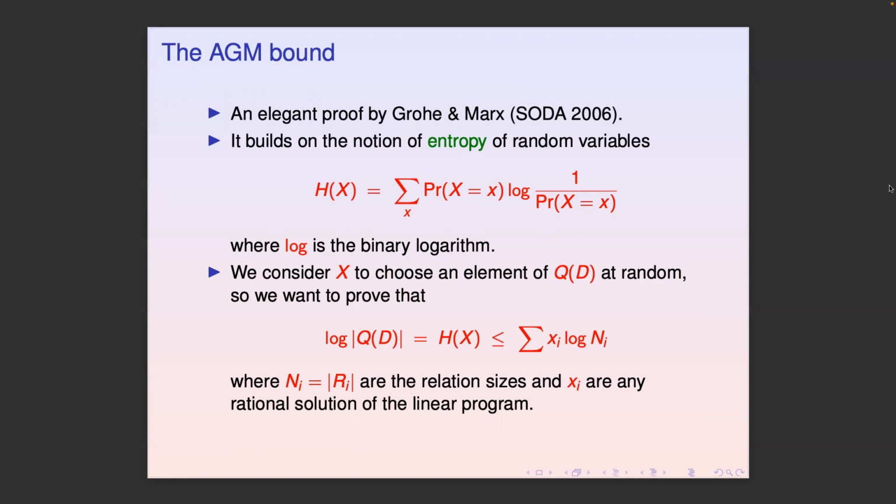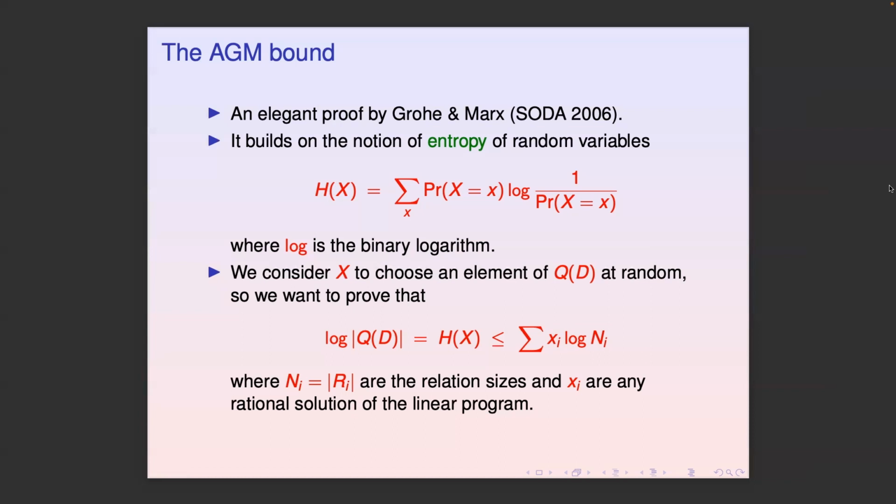So the idea is that we will consider X to be a tuple of the output, chosen randomly from the output of the join. So since it's chosen at random, then the entropy is the logarithm of the size of the output. And what we want to prove is that the entropy of this variable is at most the sum of x_i log n_i, where n_i is the size of the i-th relation. And the x_i's are any rational solution to the linear program.